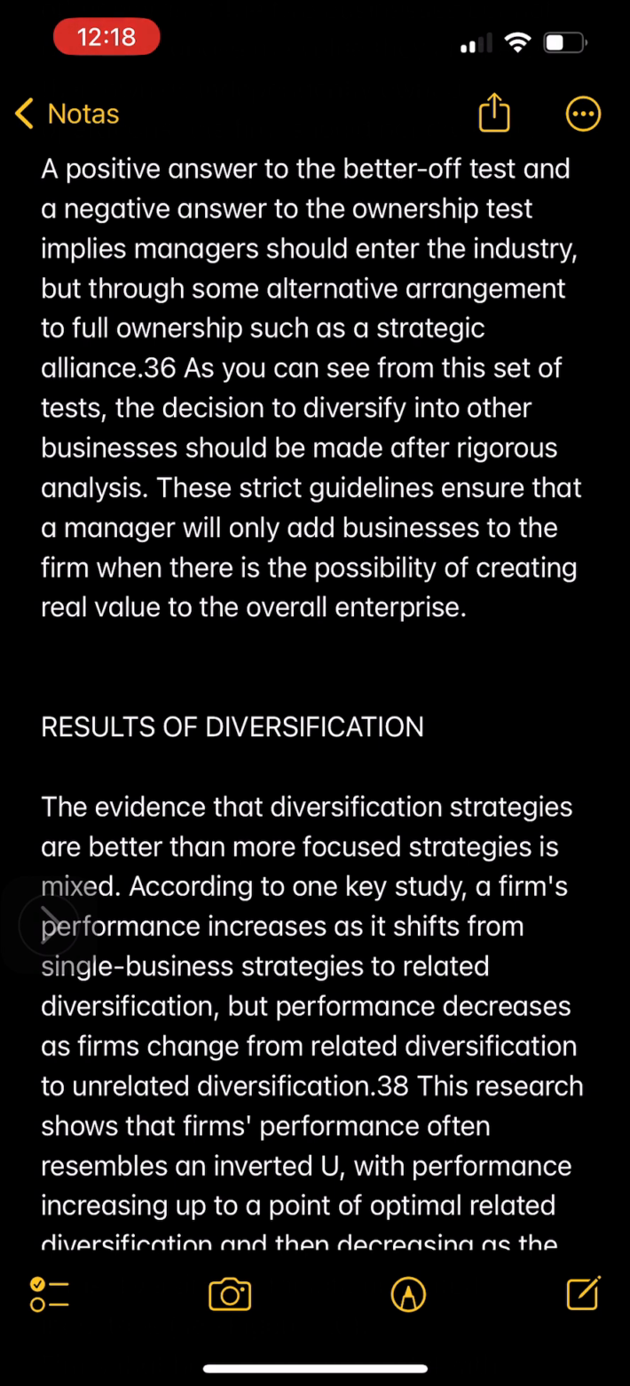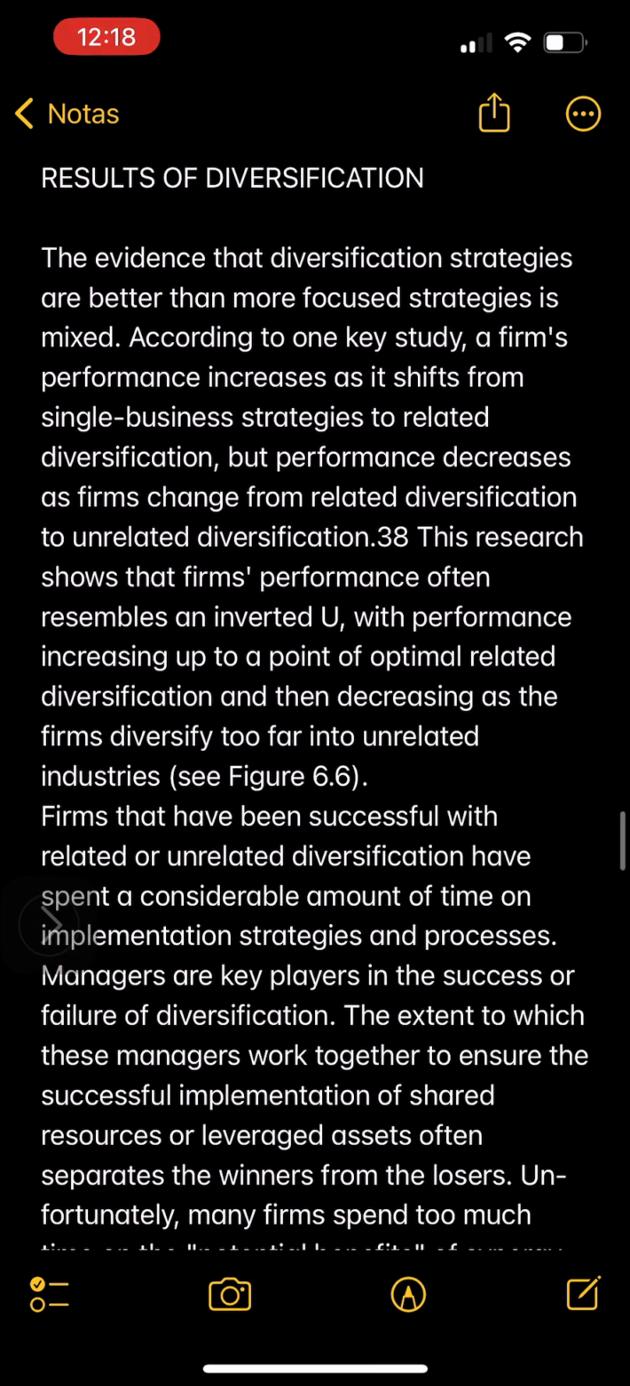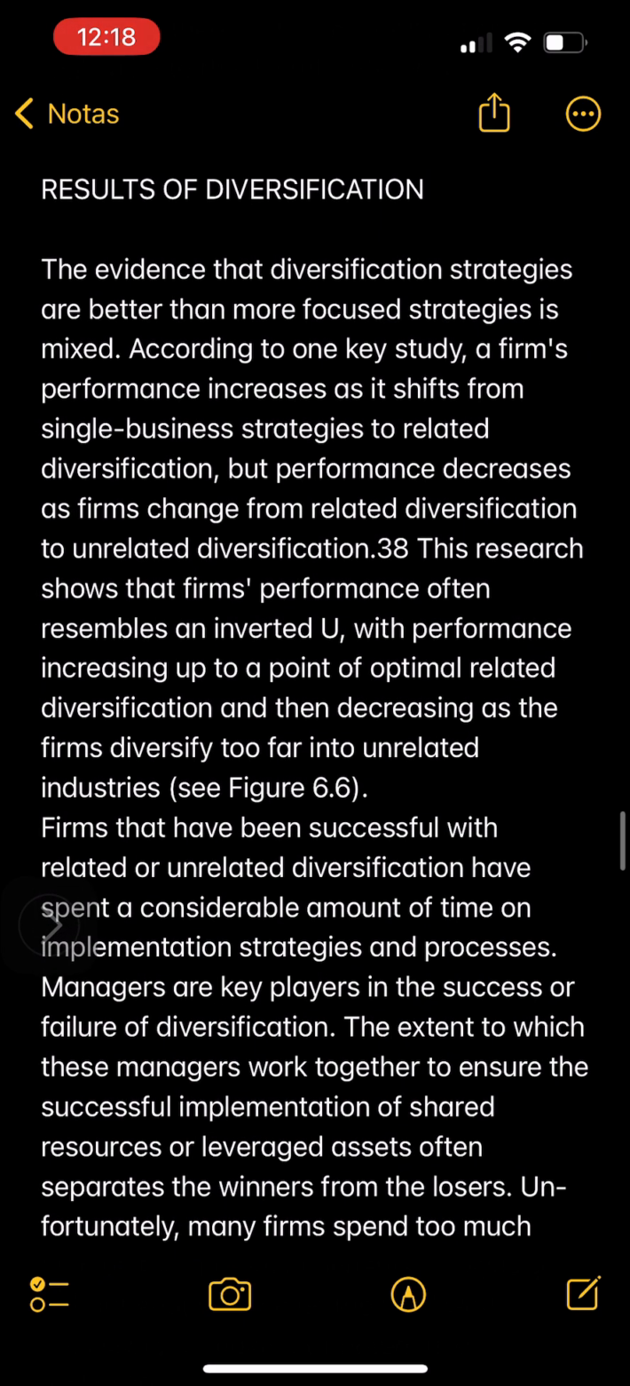Results of diversification. The evidence that diversification strategies are better than more focused strategies is mixed. According to one key study, a firm's performance increases as it shifts from single business strategies to related diversification, but performance decreases as firms change from related diversification to unrelated diversification. This research shows that firms' performance often resembles an inverted U, with performance increasing up to a point of optimal related diversification, and then decreasing as the firms diversify too far into unrelated industry. See Figure 6.6. Firms that have been successful with related or unrelated diversification have spent a considerable amount of time on implementation strategies and processes.